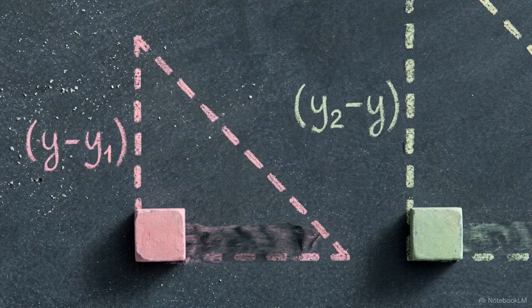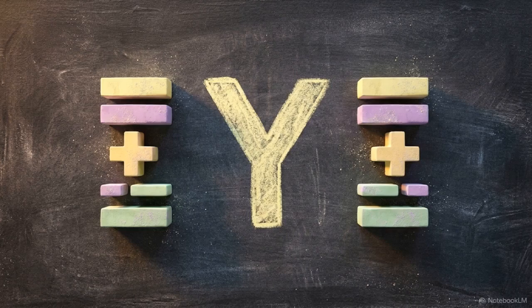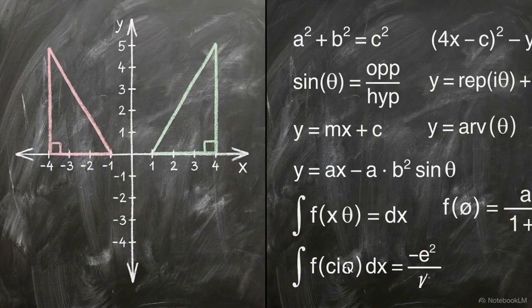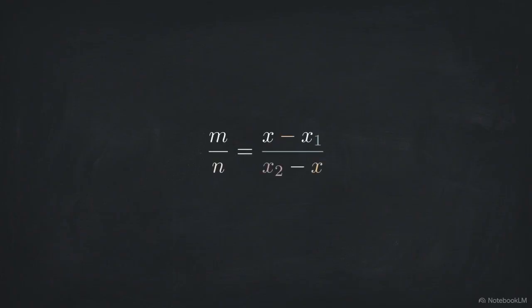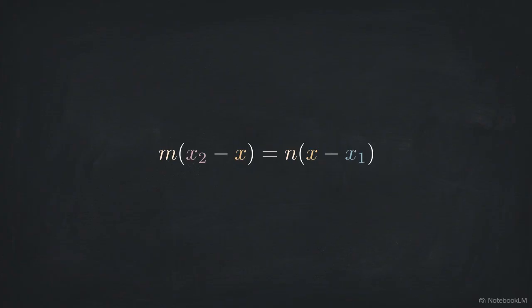We perform the same subtraction process for the vertical heights, PQ and BR, using the y-coordinates. This results in a parallel equation for the y-axis. m over n equals (y minus y1) over (y2 minus y). The geometric shapes have now been translated into two solvable algebraic equations. To isolate x, we cross-multiply and rearrange the terms. Simplifying provides the final expression.